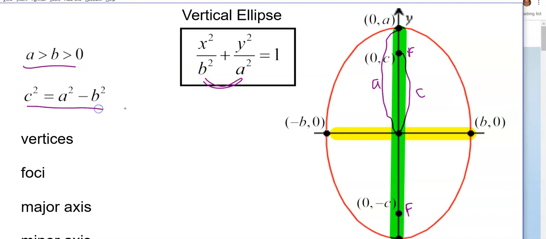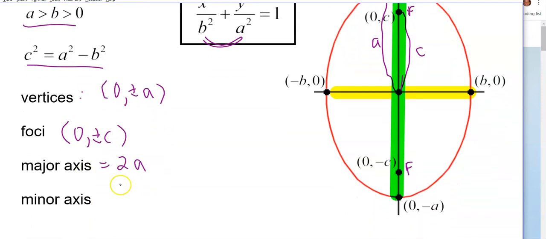These formulas are exactly the same, they didn't change. Vertices will change for sure. So the foci are going to be 0, comma, plus or minus c. So again, go up c and down c to get to those focus points. Oh, sorry, I was doing the focus points first. The vertices would be 0, comma, plus or minus a. And the major axis still is 2a, even though now it's up and down, and the minor axis is 2b.